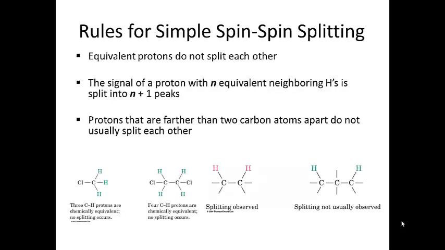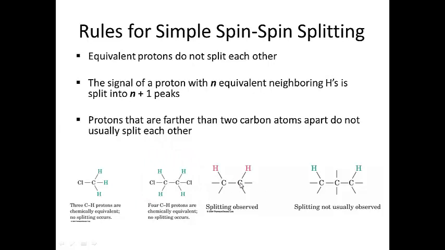Let's look at the rules quickly for spin-spin splitting. One of the first things to note is that if protons are equivalent, then they won't split one another. This is an example of these three protons. They're all chemically equivalent, so they're not going to split. Here, because this molecule is symmetrical, these protons won't split each other either, so they all show up as one signal.